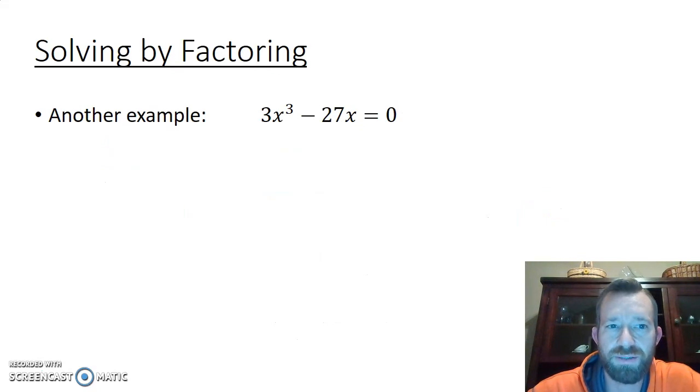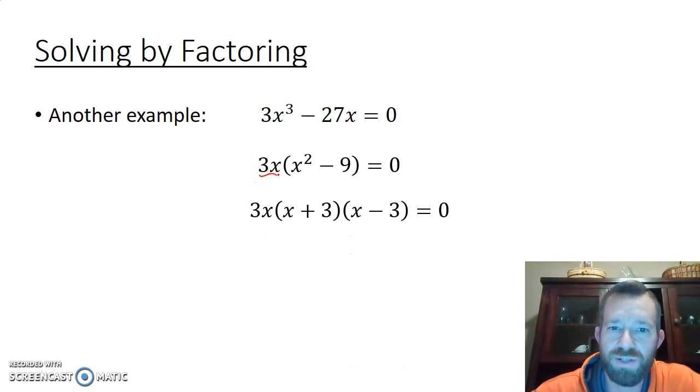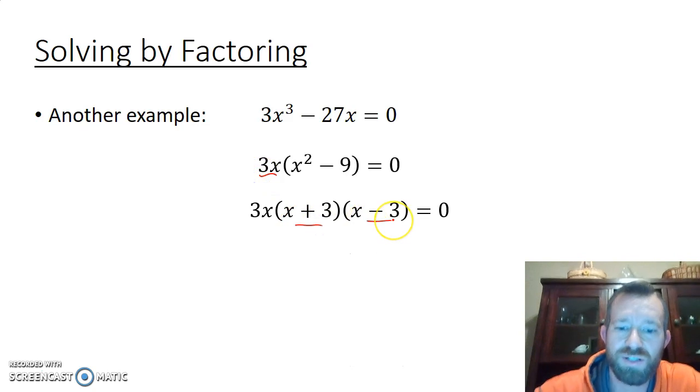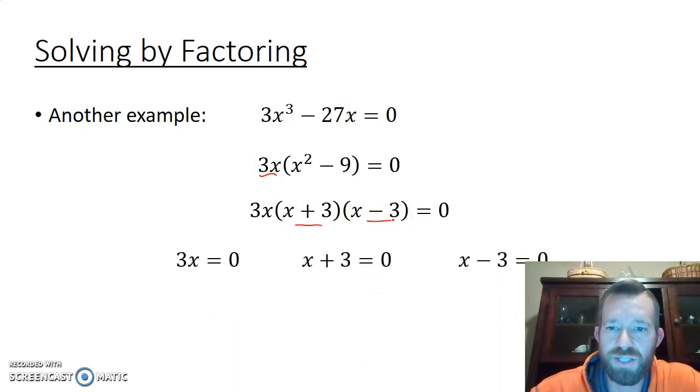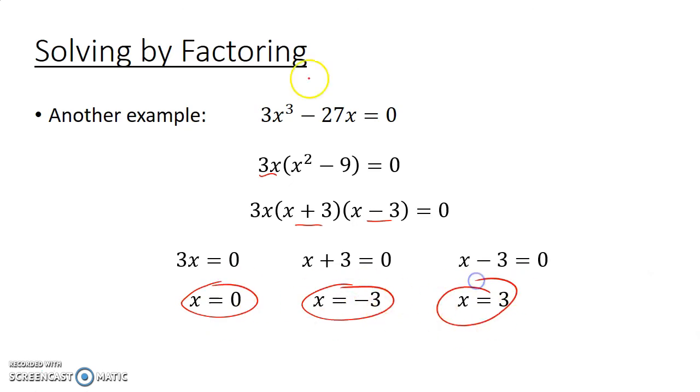Let me give you another example. We're going to deal with this. It's already equal to 0, so that's great. We're going to go ahead and factor it. There's the GCF coming out. We can actually factor this more. This is the difference of two squares. We'll set each of these factors equal to 0. Once you set each of these factors equal to 0, we can solve each one of them. This one actually has 3 answers, because this is an x to the third power problem.